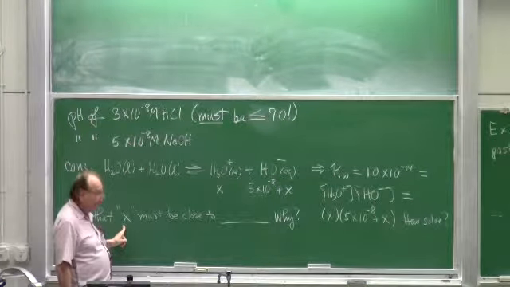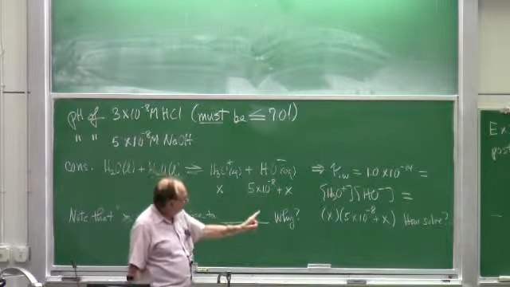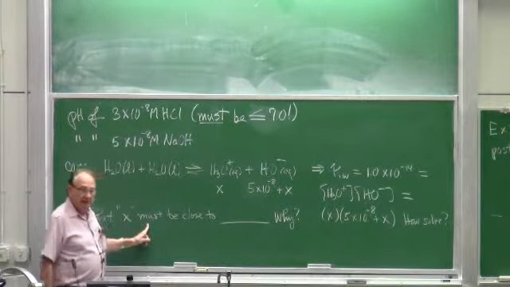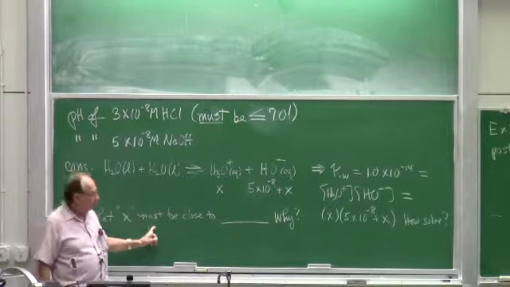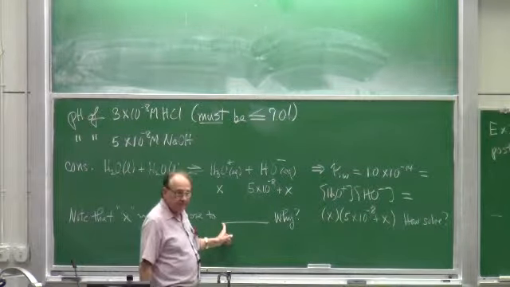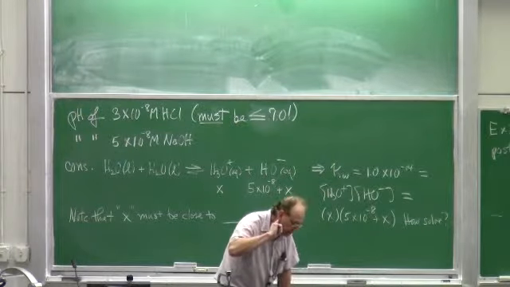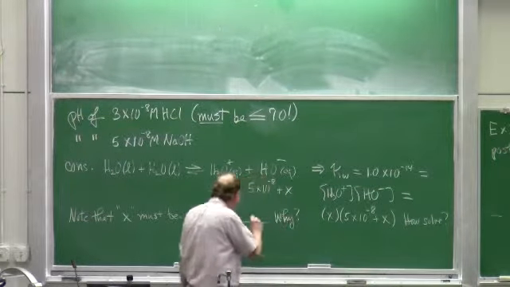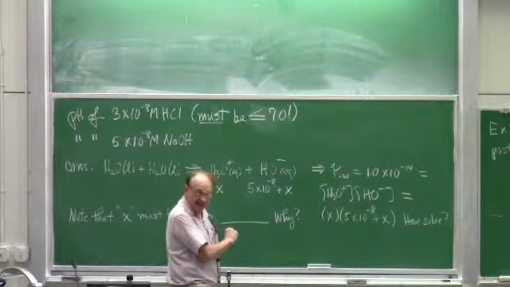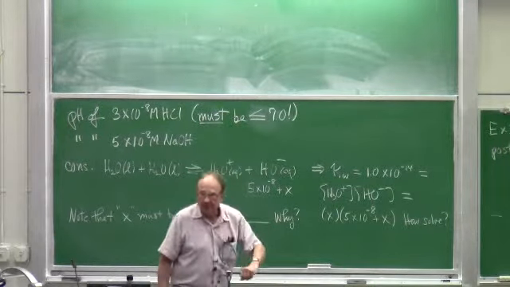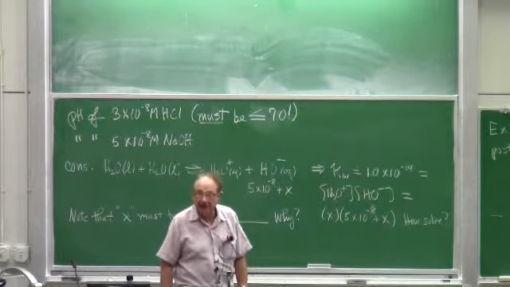X, which corresponds for this system to the hydronium ion concentration, has got to be, value-wise, close to what number? What is it? 1 times 10 to the minus 7. Yeah. That's a reverse YOP. YOP! 1 times 10 to the minus 7.